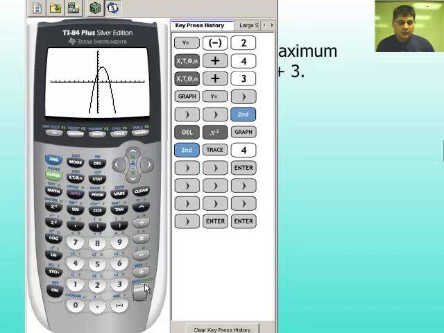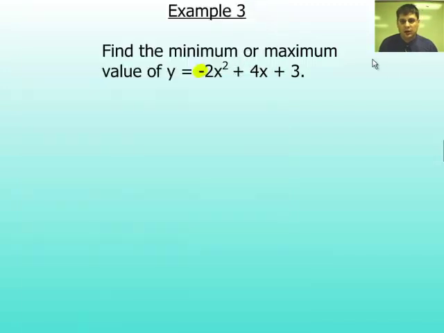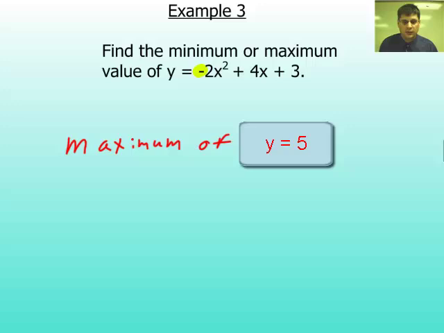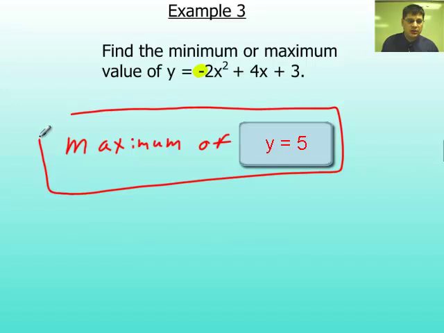So then I'm going to press enter, and we can see right at the bottom, it says the maximum is x is equal to 1 and y is equal to 5. So therefore, in our answer, we're going to say it's a maximum of y equals 5. Okay, so that's how you can use a calculator to find a minimum or maximum.